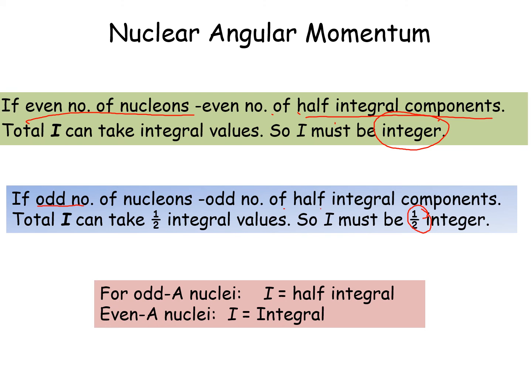For the even A nuclei, suppose I take here, this is the even A nuclei, nitrogen 14. So 7 protons, 7 neutrons, and this is an even number of nucleons. So for nitrogen, our nuclear spin will be integral. So its value is 1. And for the odd A nuclei, suppose this is helium 3, 2. Okay. So here our nuclear spin will be half integral. Fine. So these are the important conclusions of the nuclear angular momentum.